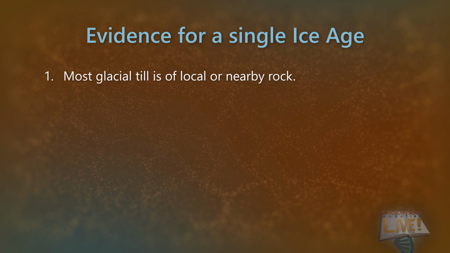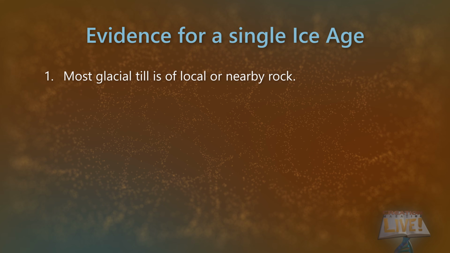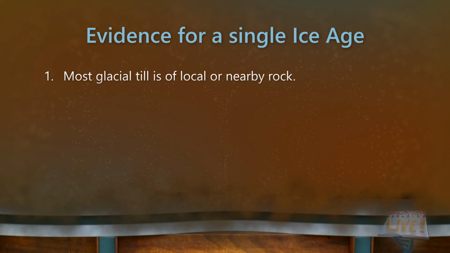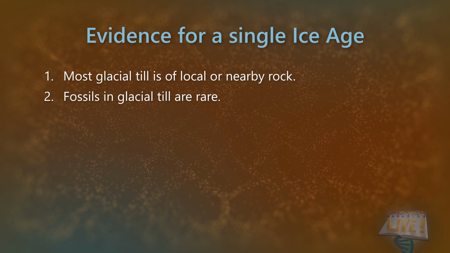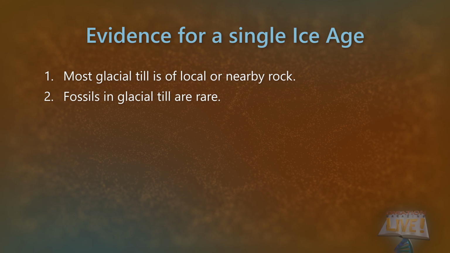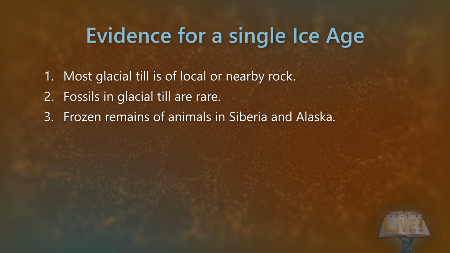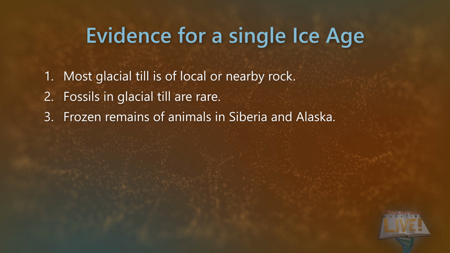First, most glacial till is of local or nearby rock. If there had been multiple ice ages, we would expect to find the till moved in from other regions in front of successive advancing glaciers and a mixing of till types. We don't find that. Second, fossils are extremely rare in the till of glaciated regions. If fossils were laid down between ice ages, we should expect to find some there. Third, the existence of frozen remains of animals in Siberia and Alaska, for example, wouldn't have been preserved during the warm periods between these multiple ice ages. So anyways, there are 3 reasons why there's only one ice age, and there are more that we could talk about.